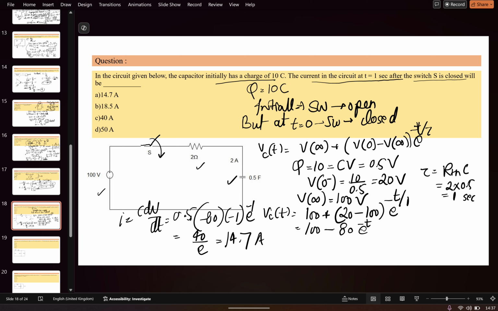40 divided by e is equal to 14.71 amps. So this is a standard procedure to solve any question related to switching circuits. Let's move to the next problem.